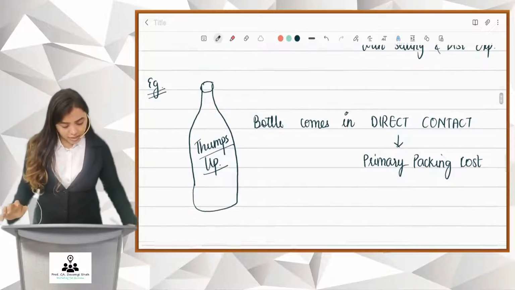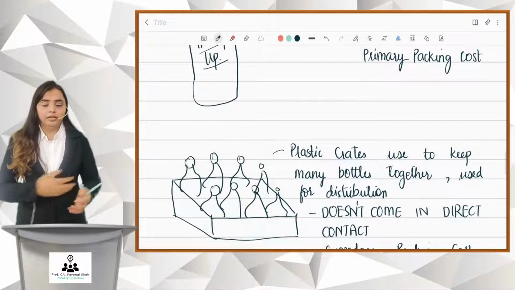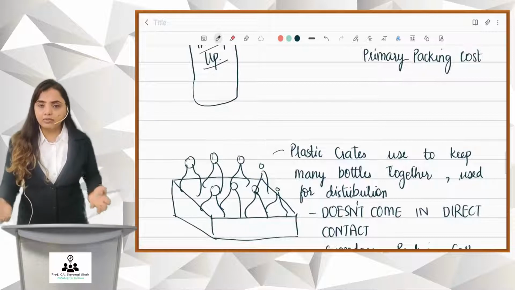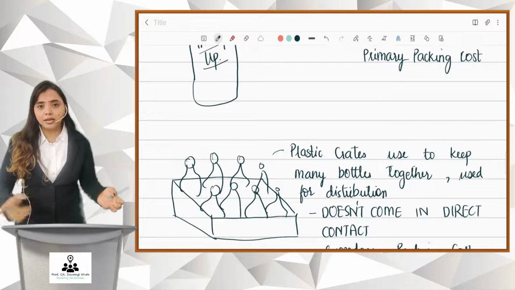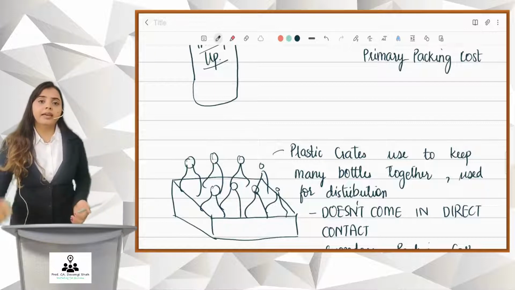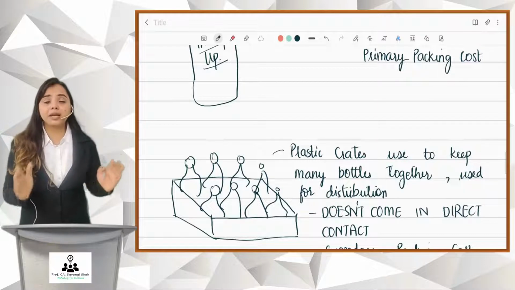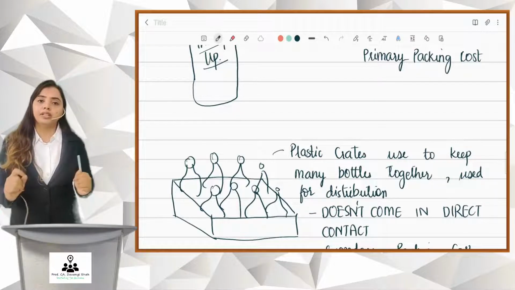Now, there are plastic crates which are used to hold 10 or 20 bottles of Thums Up. But these plastic crates do not come into direct contact with the Thums Up product, right? And hence these plastic crates are called secondary packing cost because they do not come into direct contact.